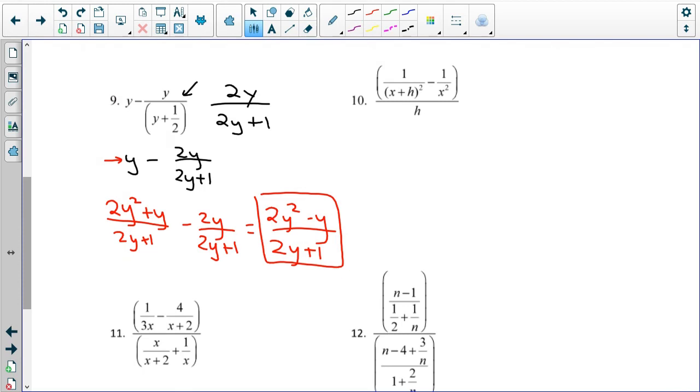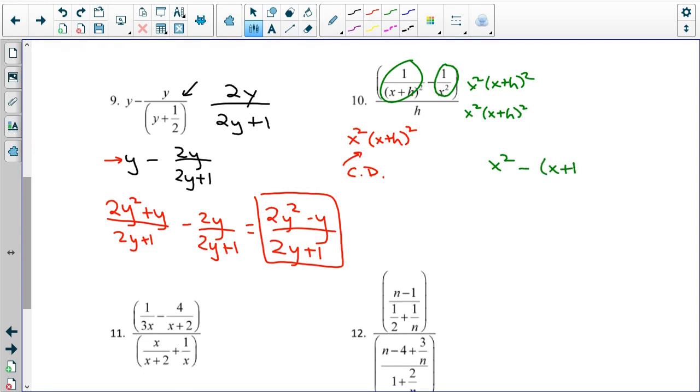Number 10. If I look at the numerator, x squared times x plus h squared is my common denominator of the denominators. So I'm going to multiply the top and bottom by x squared times x plus h squared. And what ends up happening is I get x squared times x plus h squared. The x plus h squareds are going to cancel from this part, and I'll end up with just x squared. From this part, the x squareds are going to cancel, so I end up with x plus h squared over here. And then the total bottom denominator ends up being x squared times x plus h squared times h.